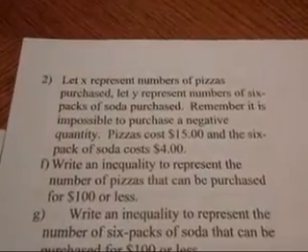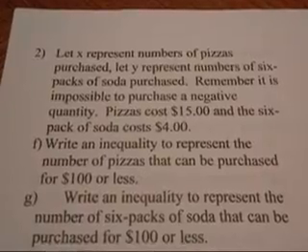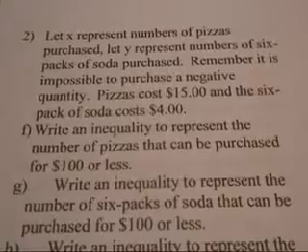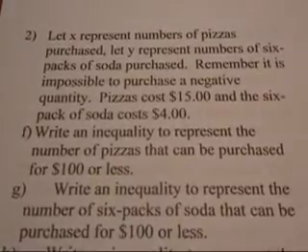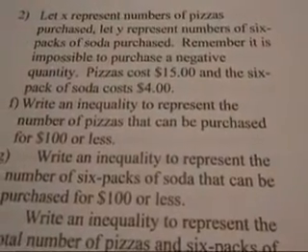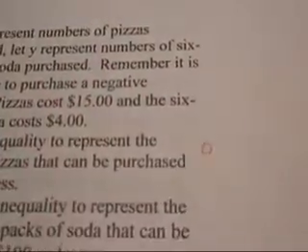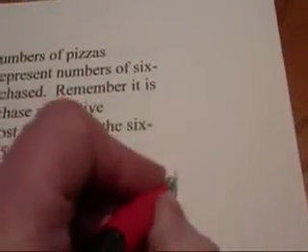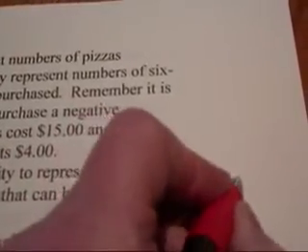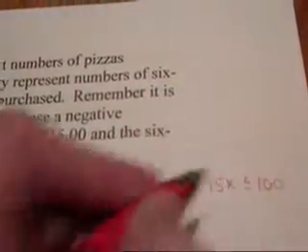Let's do a second example for graphing inequalities. This time our pizzas are going to cost $15 a piece and a 6-pack of soda will cost $4 a piece. We're going to let X still represent pizzas and Y represent 6 packs of soda. So to write the inequality for the number of pizzas we can purchase, we start with the idea that we can't purchase a negative amount, so 0 is less than or equal to, well, our pizzas cost $15 each, so 15x is less than or equal to our $100 that we have to spend.